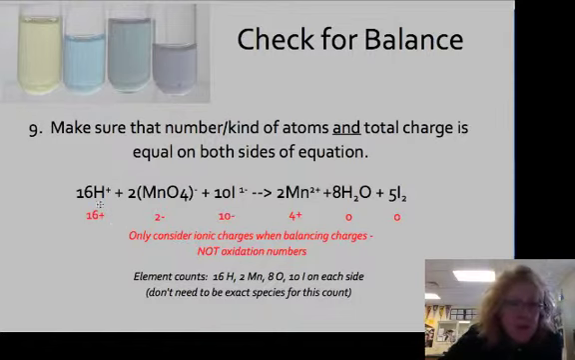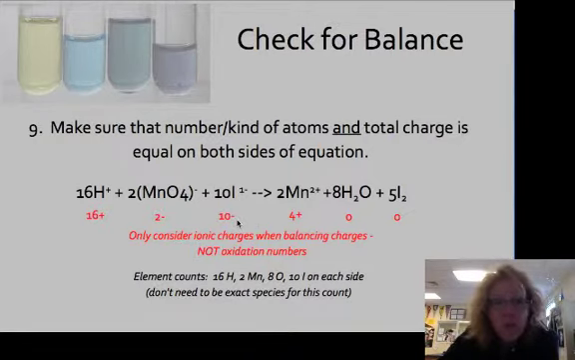So when I look at my total charges, I've got 16 positive charges from these hydrogen ions. I have 2 negative charges because I have 2 manganate ions present, and I have 10 negative charges from my iodide ions that are present. That gives me a total net charge of 4 plus on the left. And then over here on the right, I've got 2 manganese ions, so that gives me 4 plus.